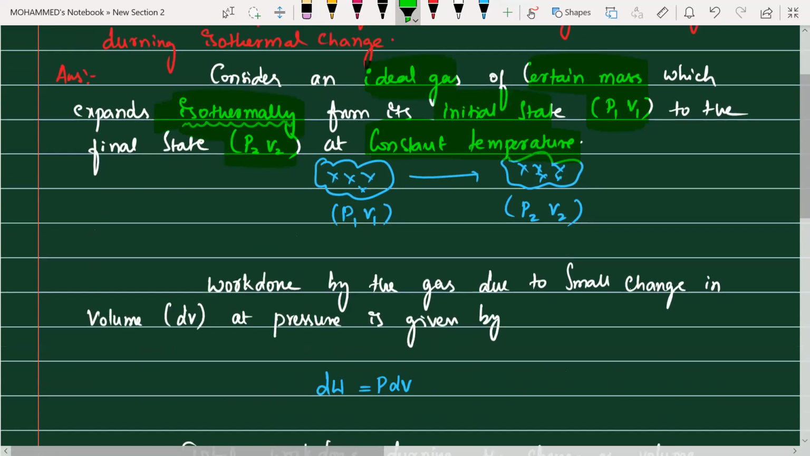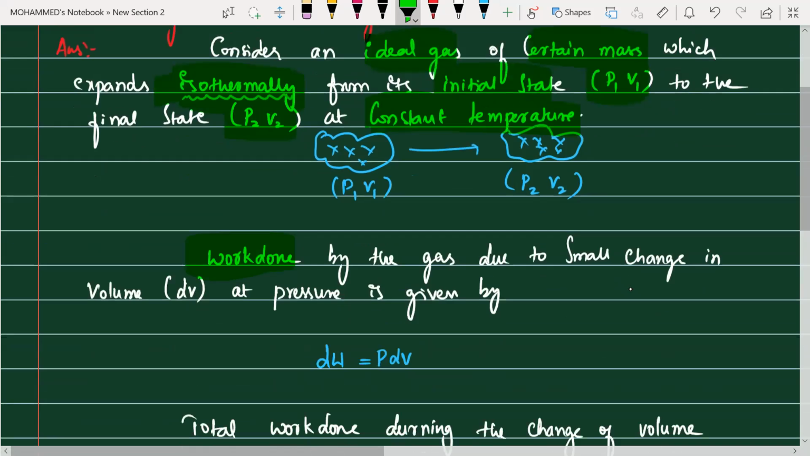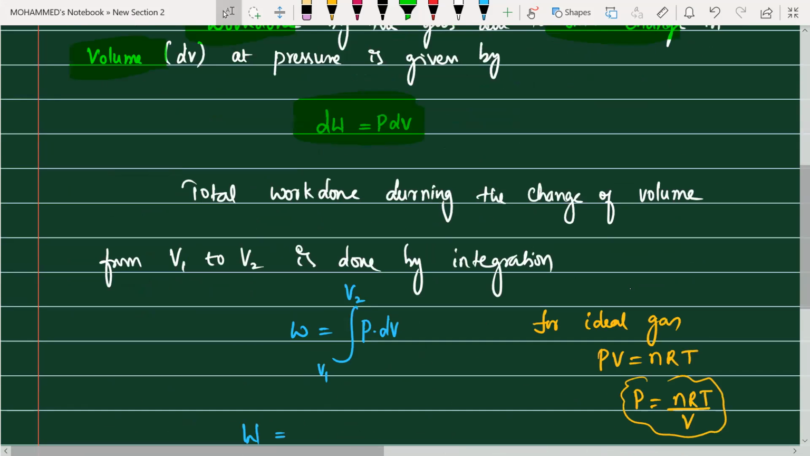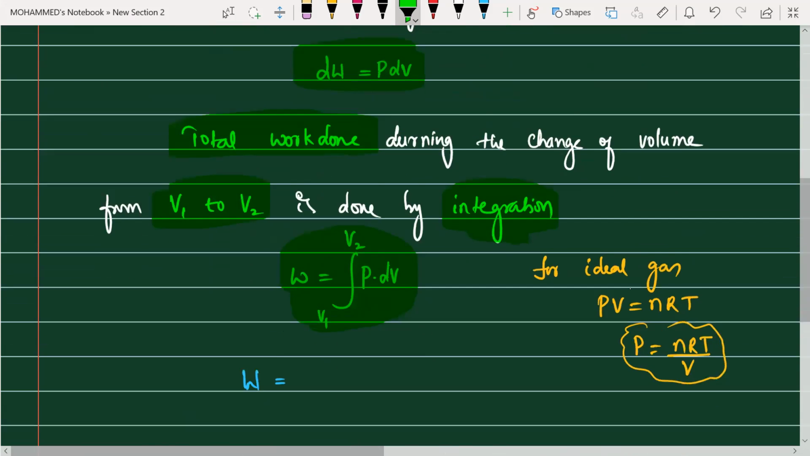Work done by the gas due to a small change in the volume dV is given by the formula dW is equal to P into dV. Therefore, the total work done during the change in volume from V1 to V2 is found by integration. W is equal to the integral of P into dV, with limits from V1 to V2.